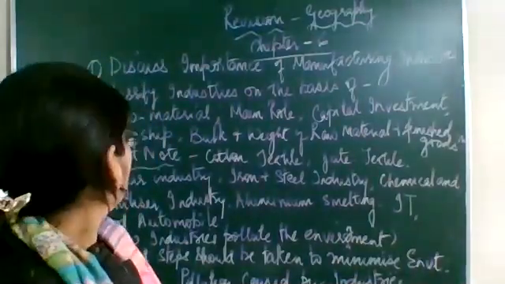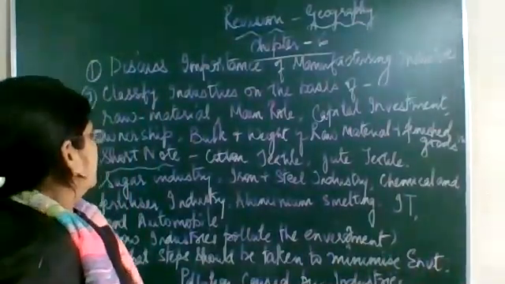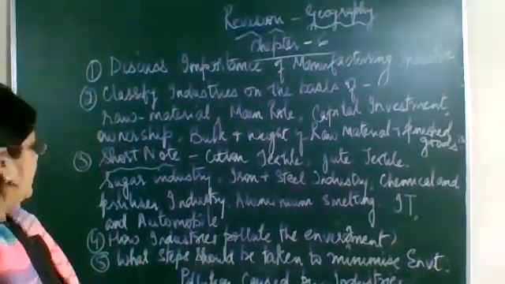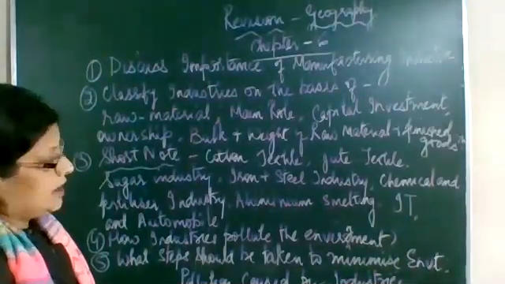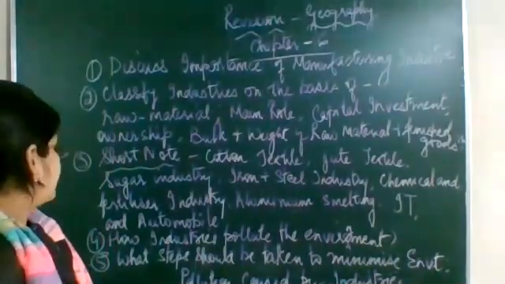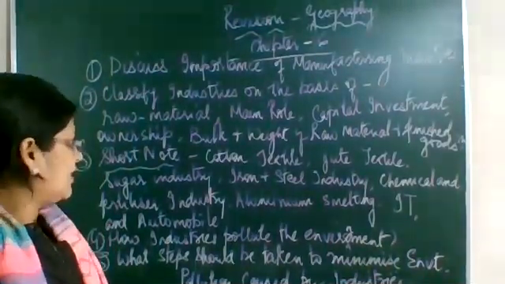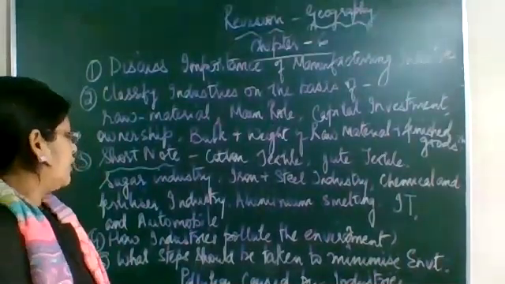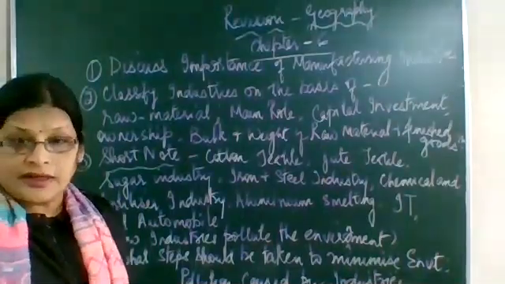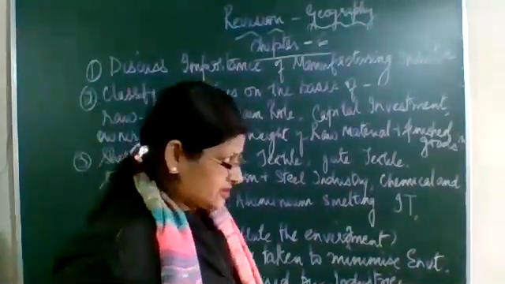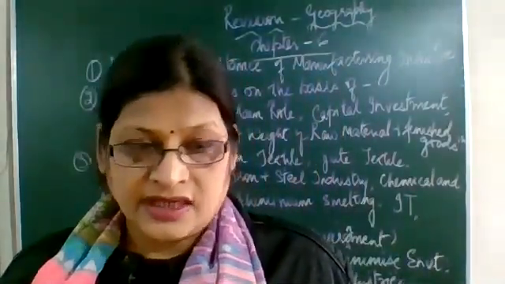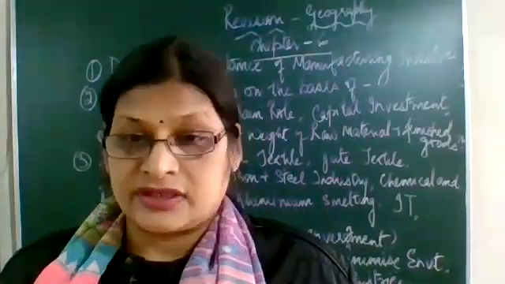All the categories. Next question, short note on cotton textile, jute textile, sugar industry, iron and steel industry, chemical and fertilizer industry, aluminum smelting, and IT, information technology. Next, how industries pollute the environment. Next, what steps should be taken to minimize environmental pollution caused by industries? 5 questions are there, all very important. Short notes, I can understand it can be lengthy, but you have to learn it.